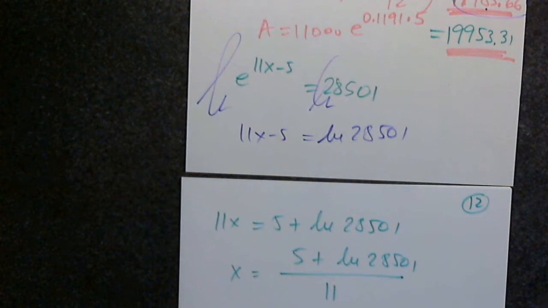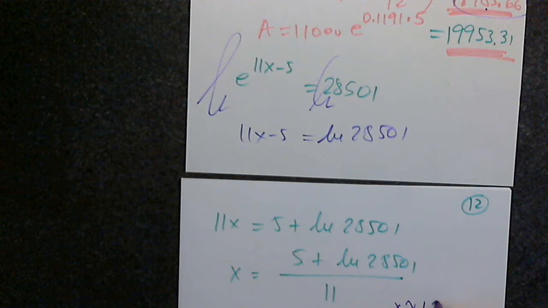Anyone? Any questions? So parentheses around the numerator, 5 plus natural log 28,501. Close the parenthesis for the numerator, and divide by 11, and we get roughly 1.39. Approximately 1.39.